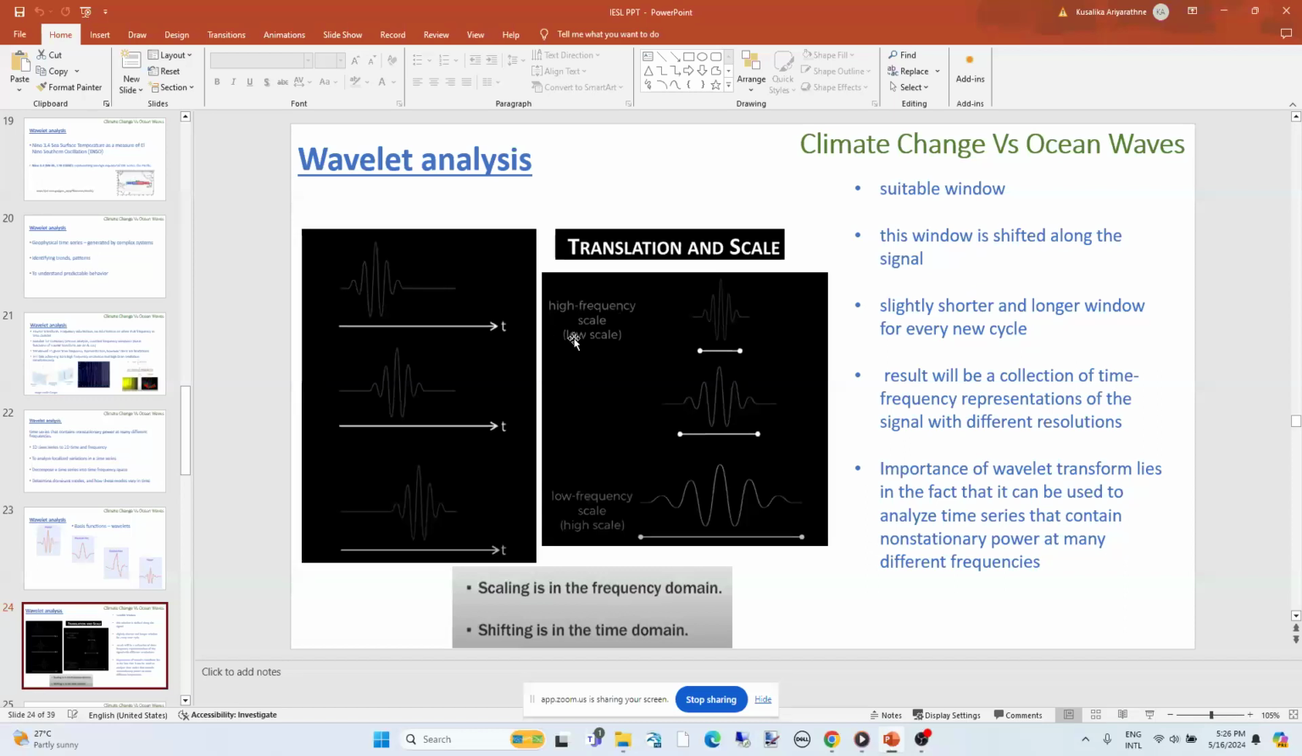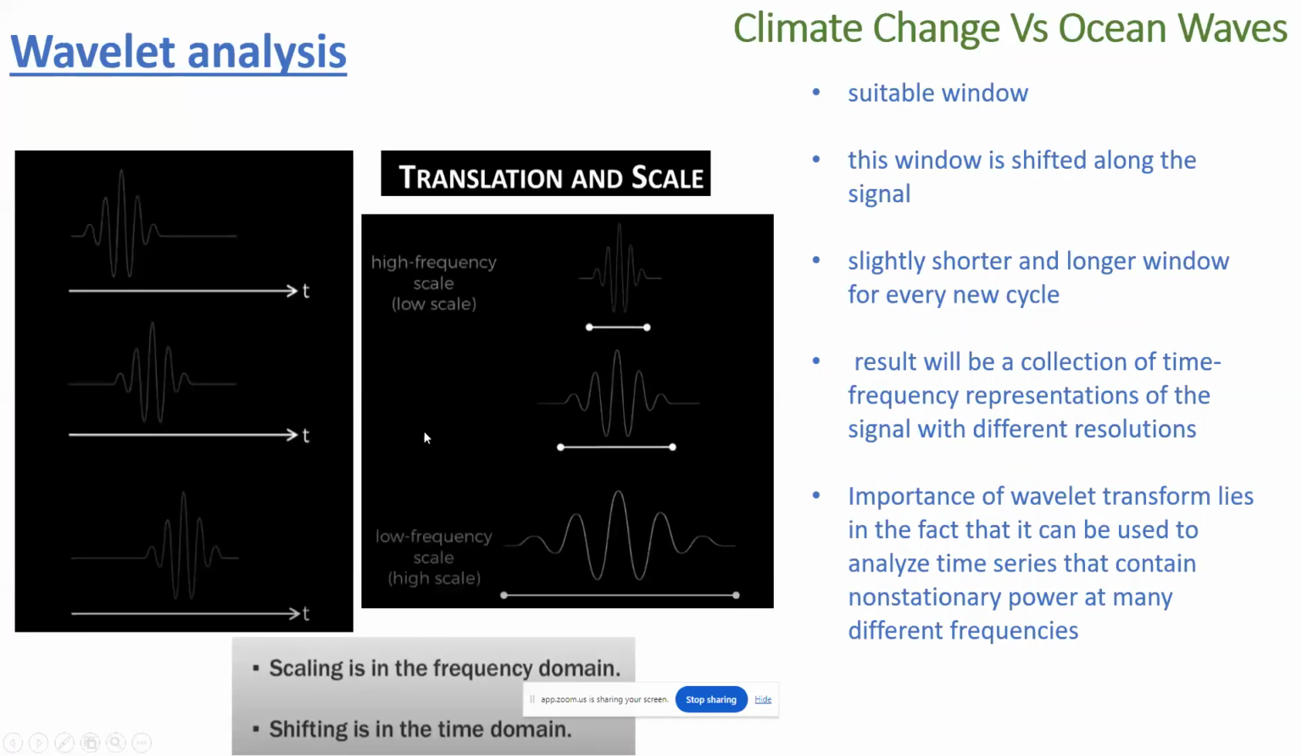So with these steps, the result would be transferring this original time series into a 2D time-frequency domain, where you can see what the dominant frequencies are, and also how these frequencies vary with time.